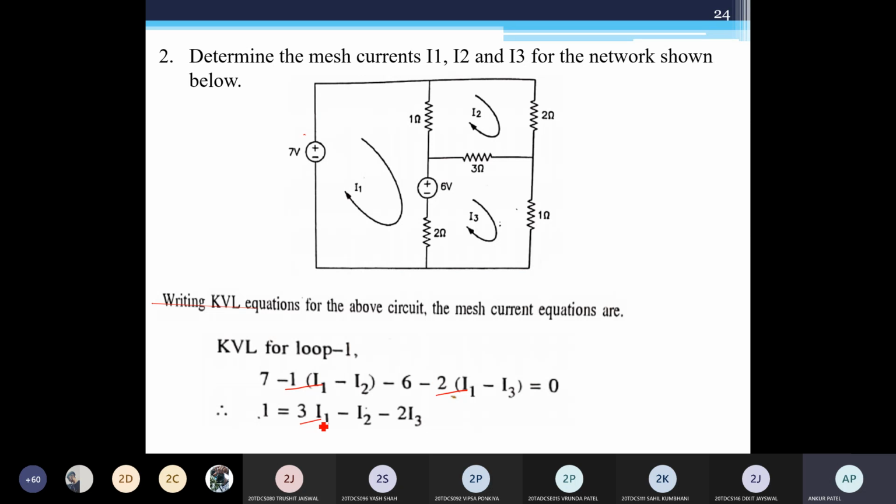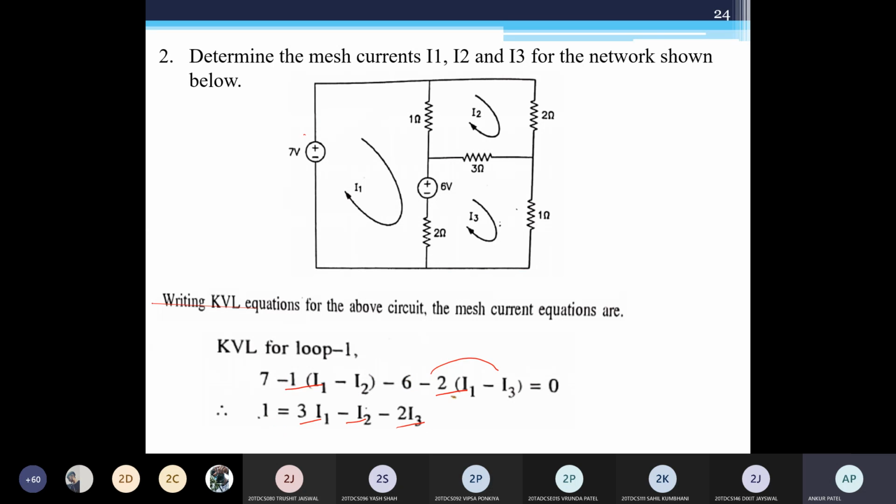On the RHS side, you have 3 I1. Okay, so this is your minus I2. That is minus minus plus, but shifting to the RHS, so that is minus I2. And this is minus 2 I3, that is plus 2 I3, so shifting to the RHS, that is minus 2 I3. And 7 minus 6, that is 1.